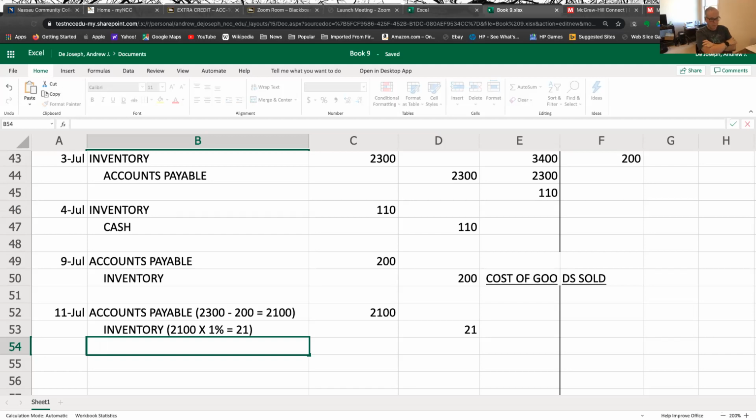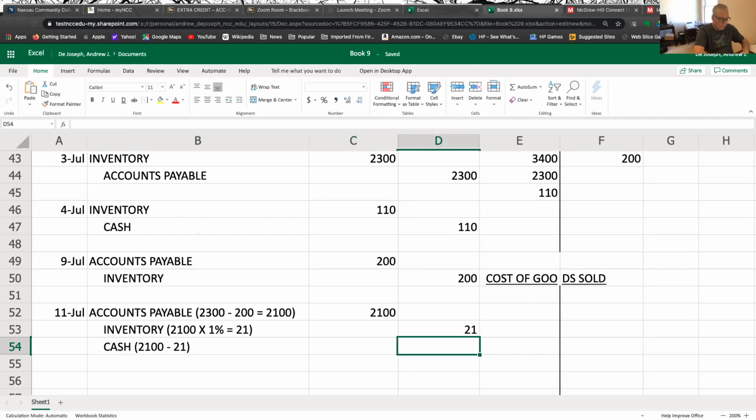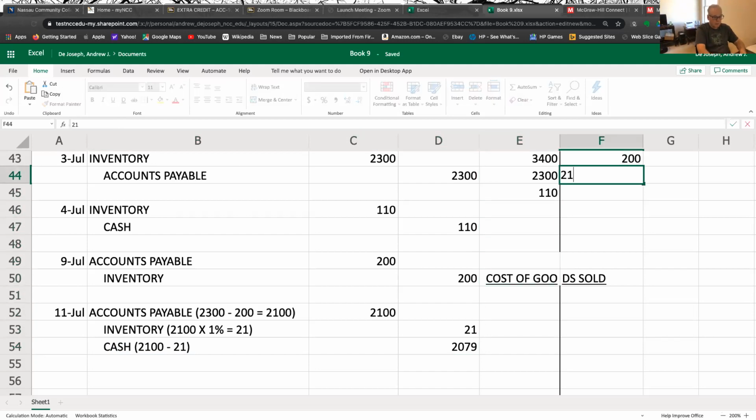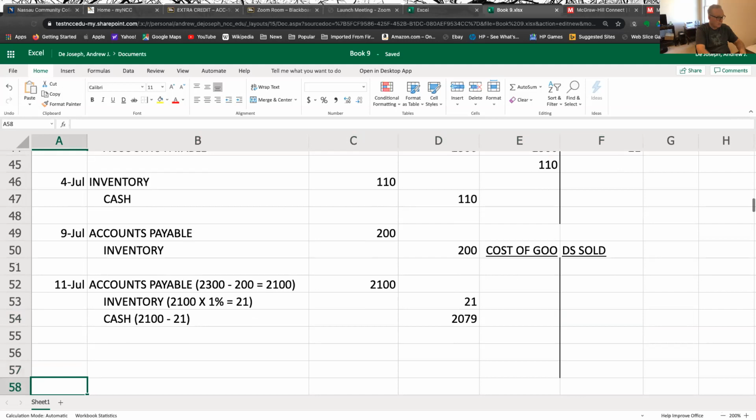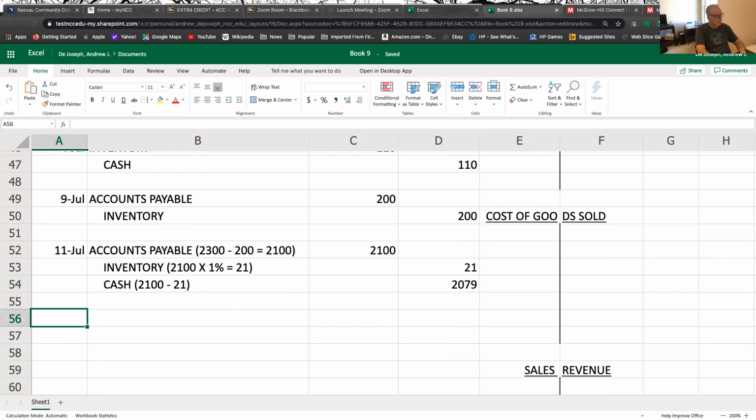This is how. So credit inventory for $21, and then credit cash, you're going to write a check, 2,100 minus 21, right? Which is what? 2,079. And let's not forget to put that $21 in here. Right, so that was July 11th.